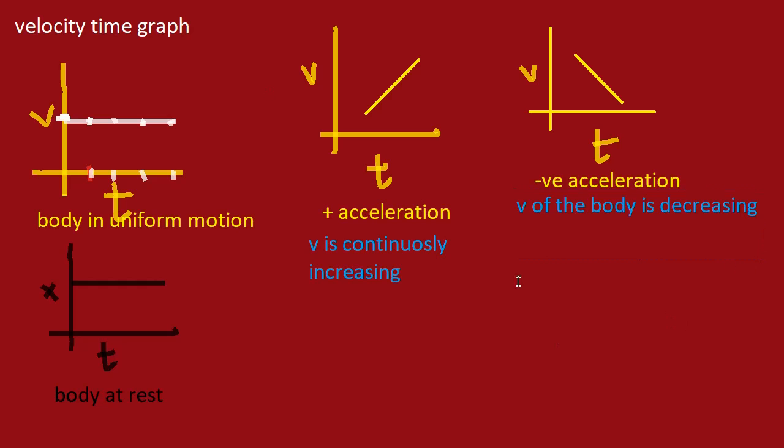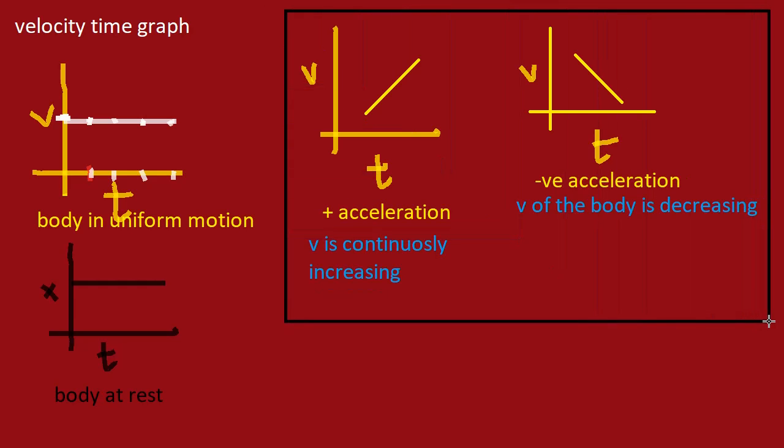So these two velocity time graphs are representing non-uniform motion, so that has to be kept in mind. This is a non-uniform motion graph, and there is one graph that is for uniform motion. So we have three kinds of VT graphs: one graph for a body in uniform motion and two graphs for a body in non-uniform motion.